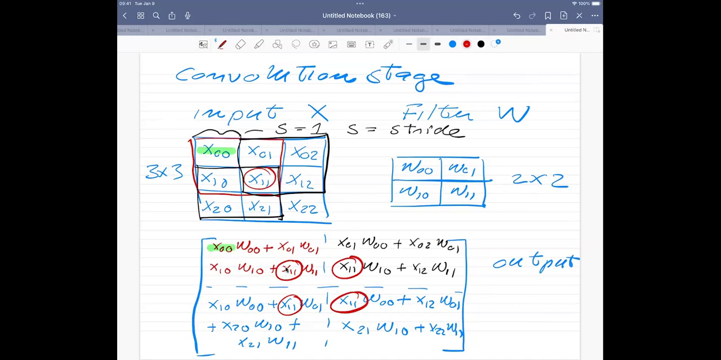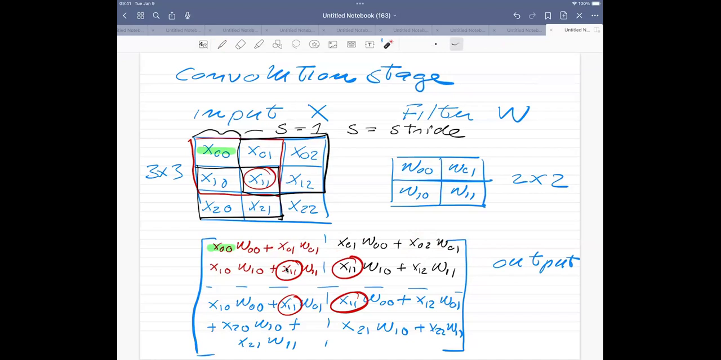Now, if you look at x01, it appears here, and it also appears here. So there are two slots where x01 appears. But if you take x02, that appears only in one place, only here. So you see the corners actually appear in only one of these slots when we've done the filtering.